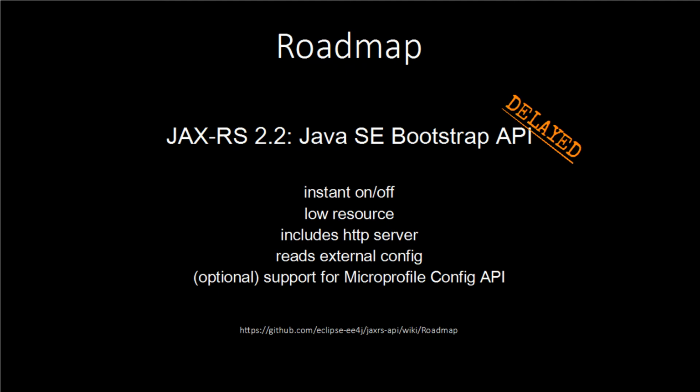So I already said the top features of this release is that it's instant on-off, it has low resource use, it includes an HTTP server, it reads external configs, and optionally it can support the MicroProfile Config API. And this is a very interesting point because there's discussion going on about MicroProfile Config versus JAX-RS standards. And what we try to reach is that we get compatible on some levels. So here we said if a product can use the MicroProfile Config API, then this configuration will be used to start up the Java SE Bootstrap API of JAX-RS. This is very interesting.